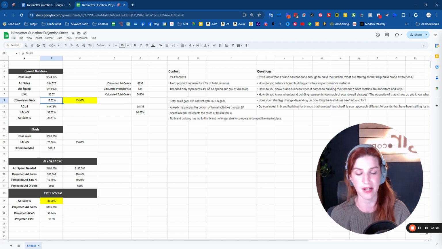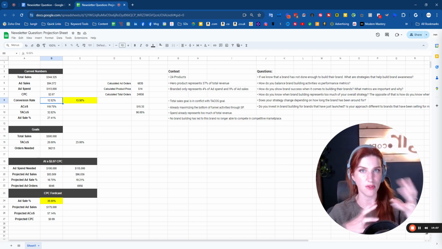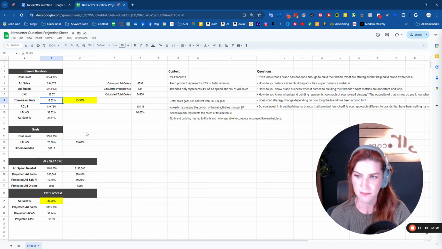And so the mathematics again don't work out. So these things definitely work in tandem with each other. I also calculated using the TACoS between 20 and 23%, just to see what that looked like.